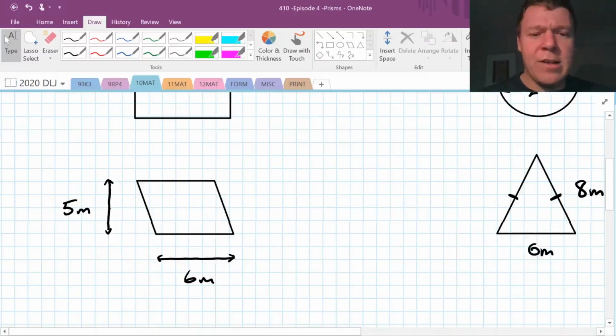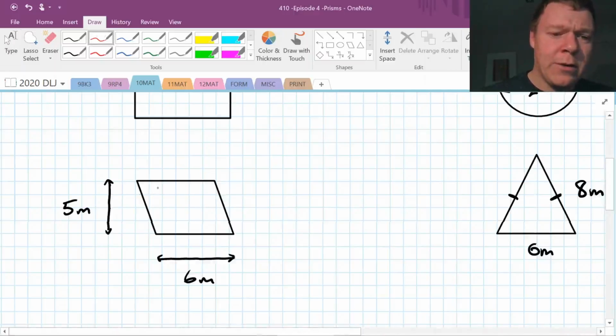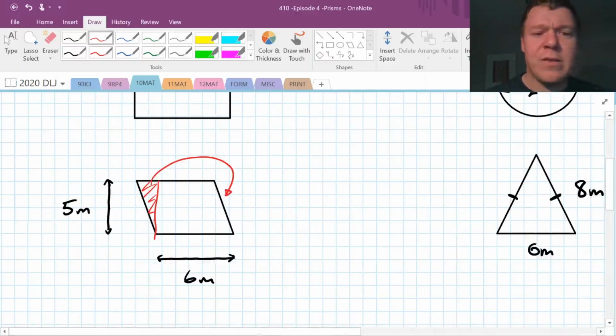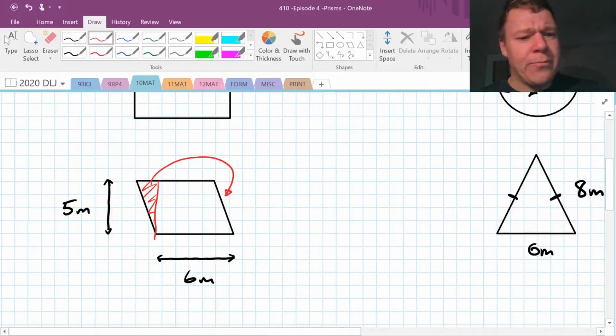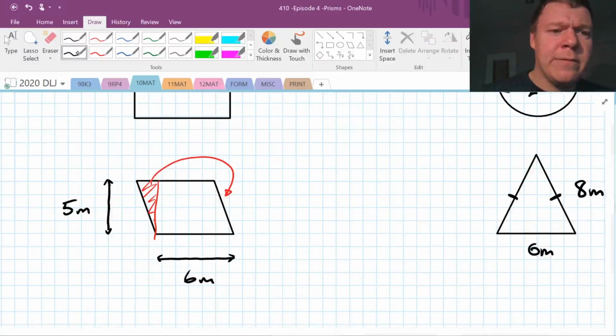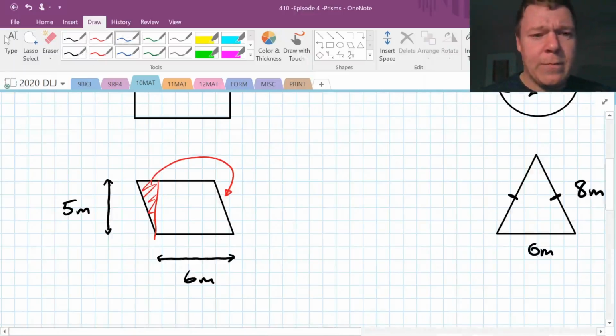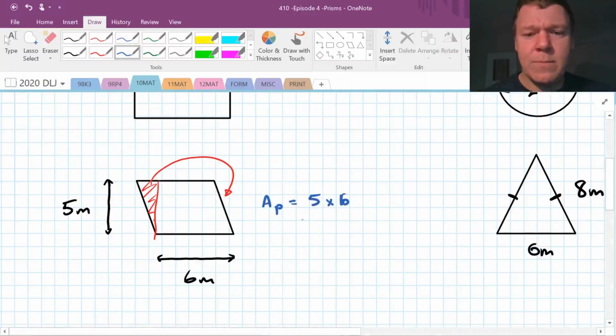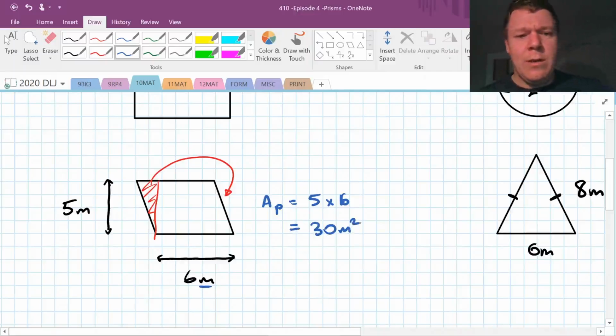All right. Moving on. Parallelograms. Very easy. Almost the same method of working out these problems. Because, you know, if you trimmed off this bit and stuck it over there, then you've got a rectangle. So you just do 5. Area of parallelogram equals 5 times 6, which equals 30. And the units that we're looking for are meters squared.